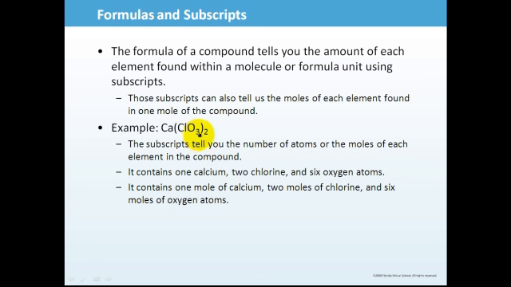So again, that's kind of like a math problem with the distributive property. That 2 distributes through everything within the parentheses. So that's this line down here, the second line. We have 1 calcium, 2 chlorine, and 6 oxygen atoms. For molar mass, we can use those same exact numbers and interpret them as moles. We can say it contains 1 mole of calcium, 2 moles of chlorine, and 6 moles of oxygen. Again, the same ratio, just using a different interpretation.